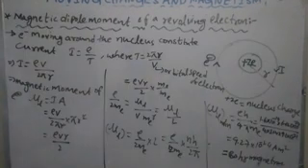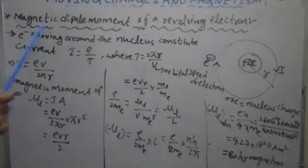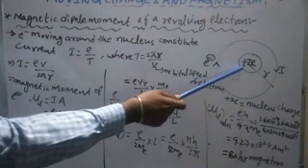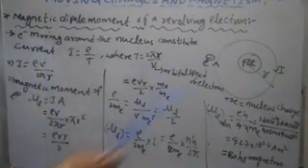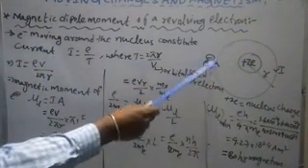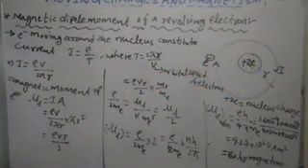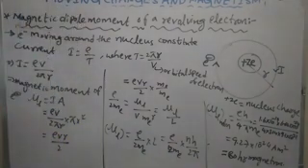Okay, next we are going to understand the magnetic dipole moment of a revolving electron. Magnetic dipole moment means current into area. What is that formula? Current into area. Now let us consider plus Ze as a nucleus. Now the electron is revolving around the nucleus, suppose in this direction. Now the current is in the opposite direction to the electron.